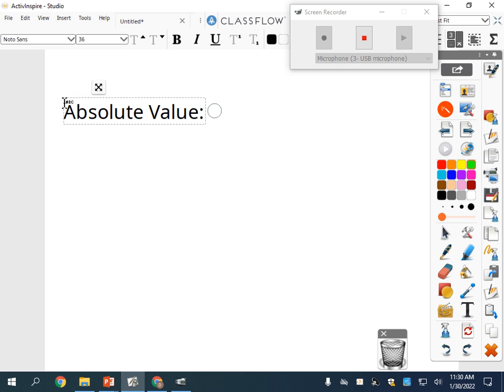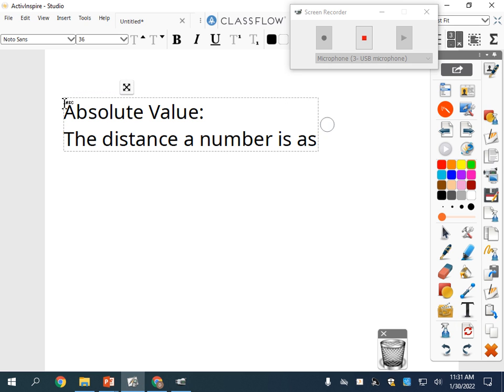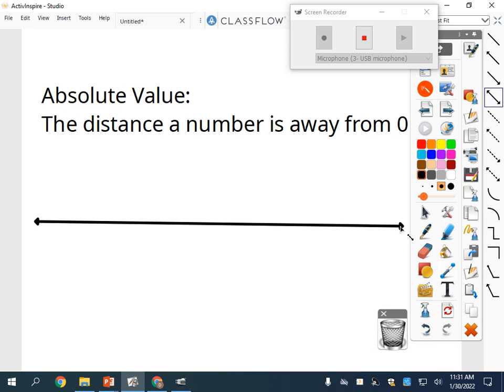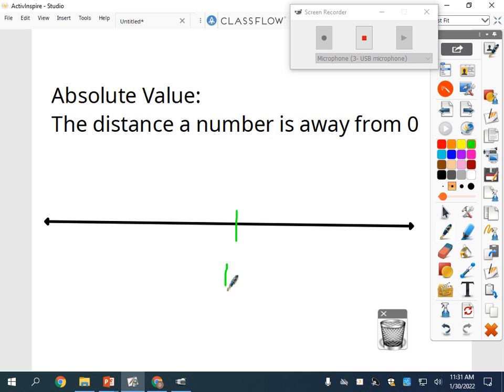Absolute value is basically the distance a number is away from 0. If I have a number line, sorry, this is going to be kind of gross because I'm using my mouse to do this, so I apologize for the messiness. This is how you write the absolute value of -2.